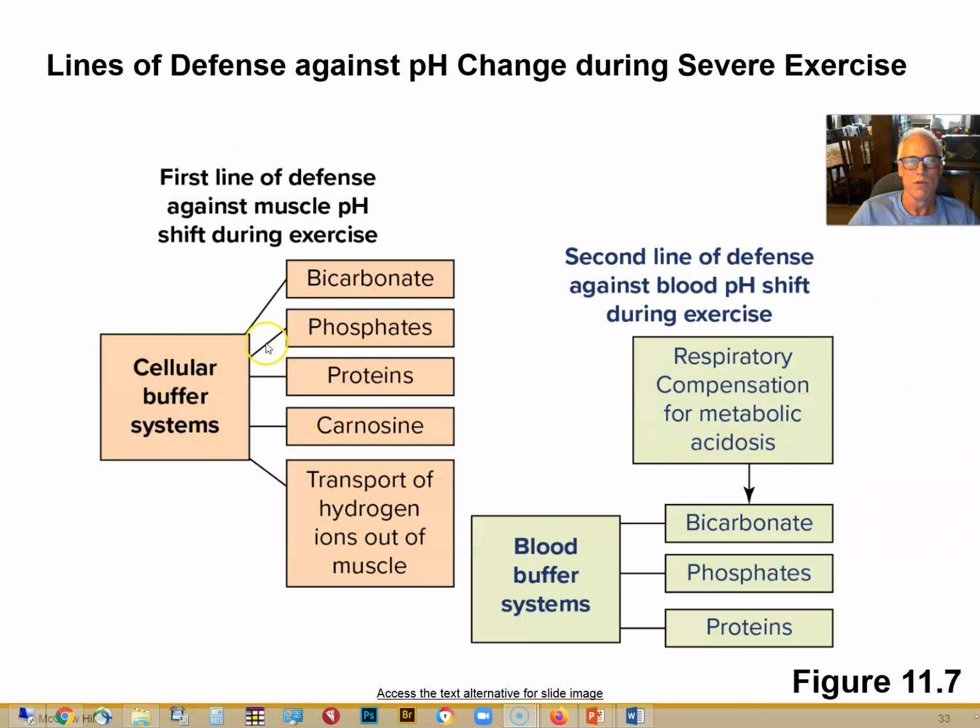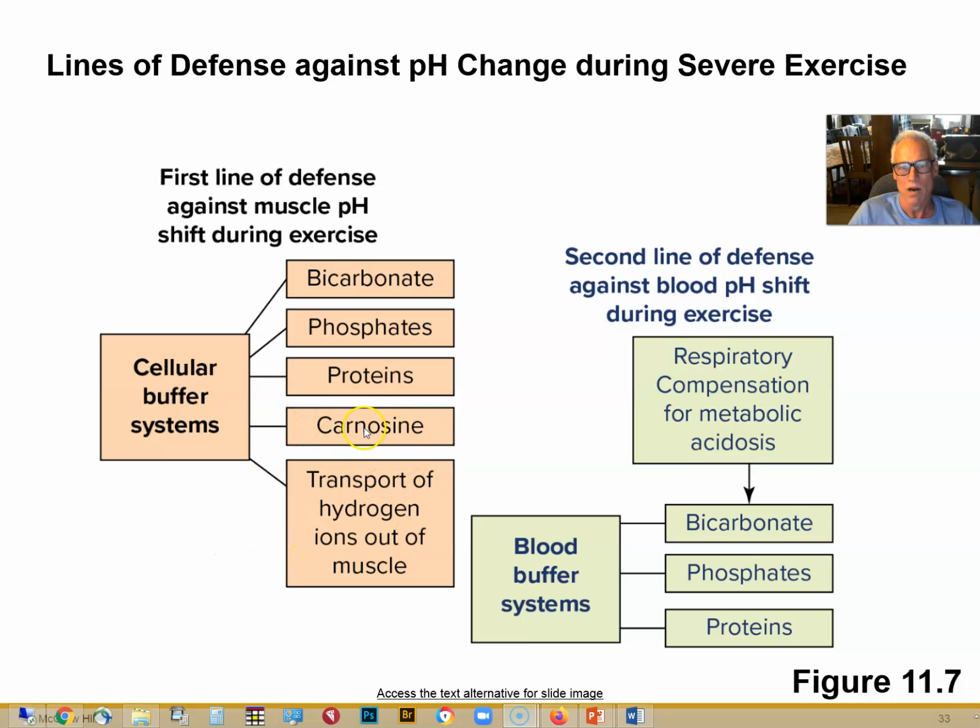So here's a little review chart. First line of defense. We're going to start producing hydrogen ions by anaerobic glycolysis and fermentation inside those muscle cells. There's bicarbonate ions in there to buffer some of it, combine with those hydrogens, take them away. There's hydrogen phosphate in the muscle cells. Combine, forming dihydrogen phosphate, take away hydrogens. The proteins, huge amounts of protein can just mop up hydrogen ions, grab them and attach them to the proteins.